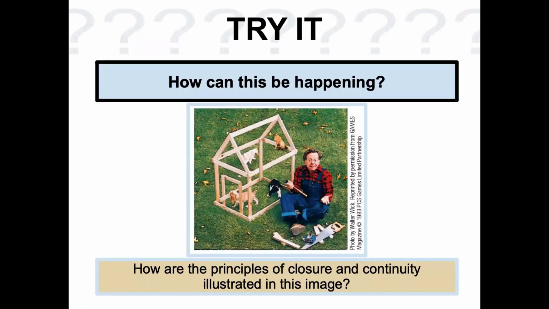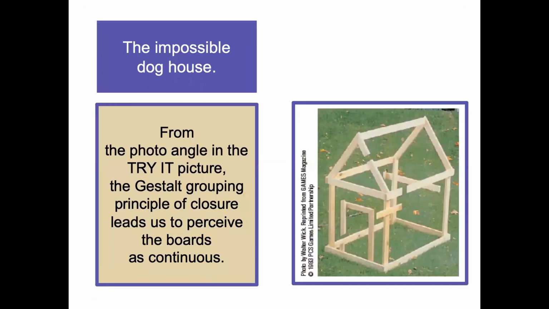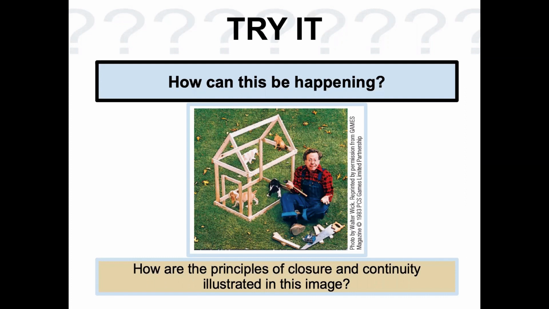So try this. How can this be happening? Look at this picture. If you really look at it, it looks crazy. It looks impossible. It doesn't seem like it's possible, right? As that guy is kind of pointing out with his quizzical look there, right? So this doghouse is impossible. From the photo angle in the try it picture, the Gestalt grouping principle of closure leads us to perceive the boards as continuous. But really, if we go back, they're not.